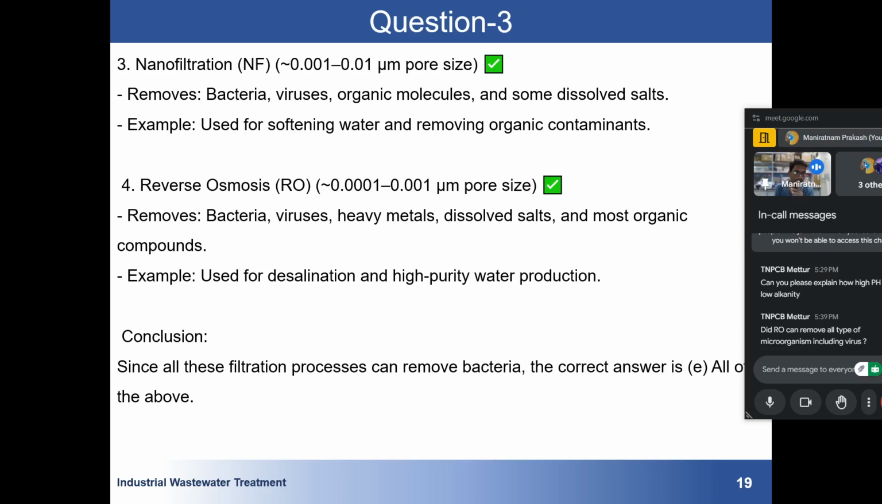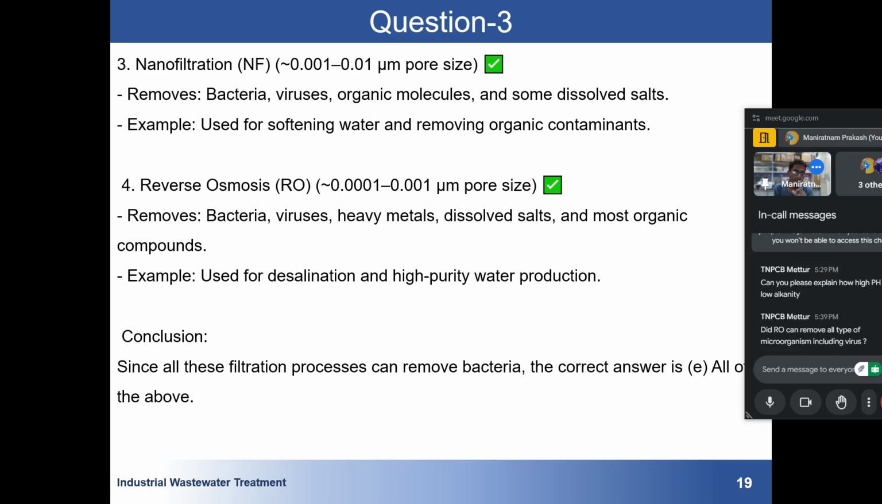So, can RO remove all types of microorganisms, including viruses? Yes, RO can remove all microorganisms, including viruses. This is well proven, which is why it is widely used everywhere. Wherever you go, whichever type of filter assembly you take, they rely fully on reverse osmosis, because the virus's size is a little bigger than the pore size, so everything gets entrapped here.